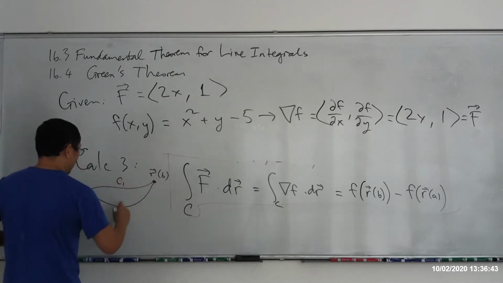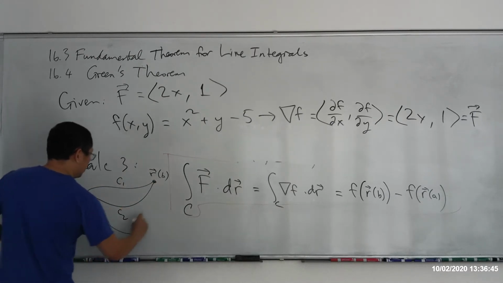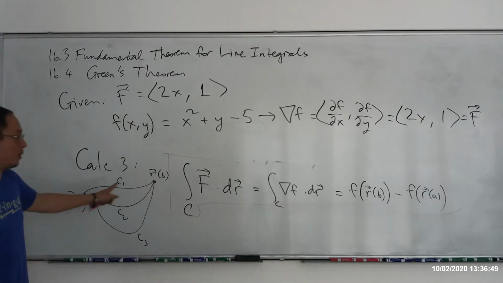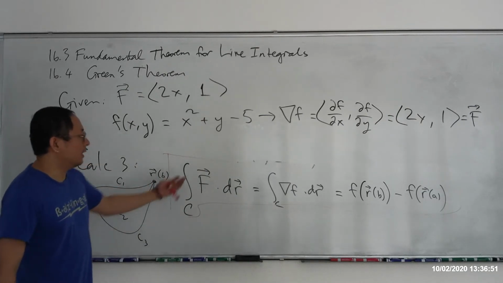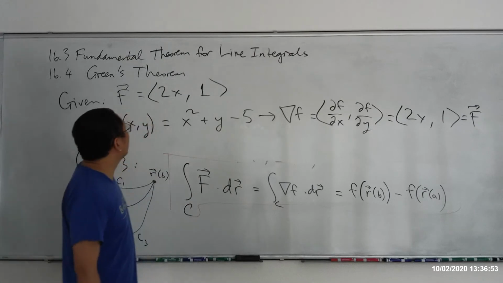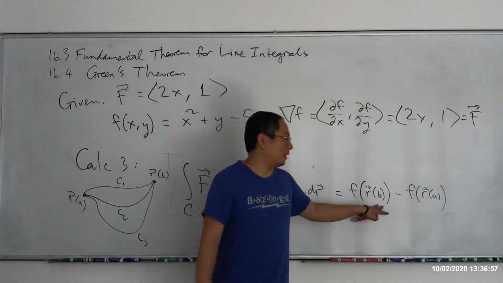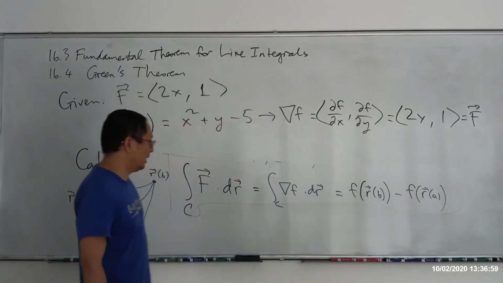Say this is C1, this is C2, C3. Doesn't matter which way you go, as long as you have the same initial point and the same terminal point, then the fundamental theorem for line integral will tell you what. Just take the final, subtract the initial, you have the answer.